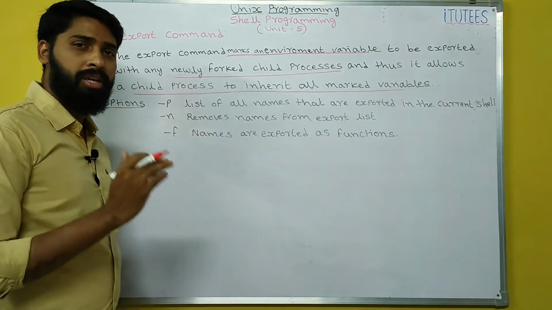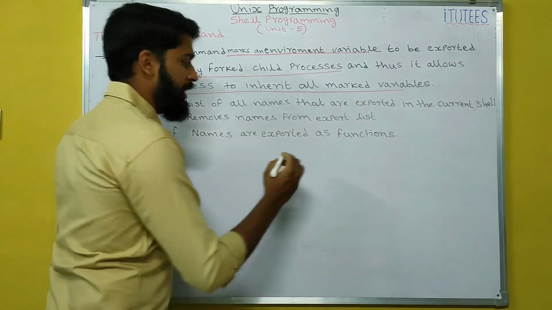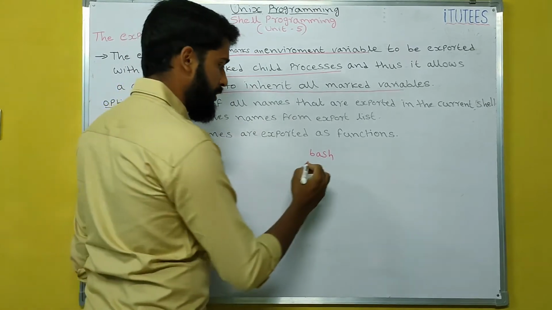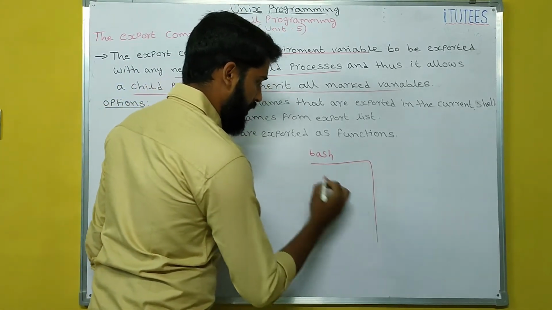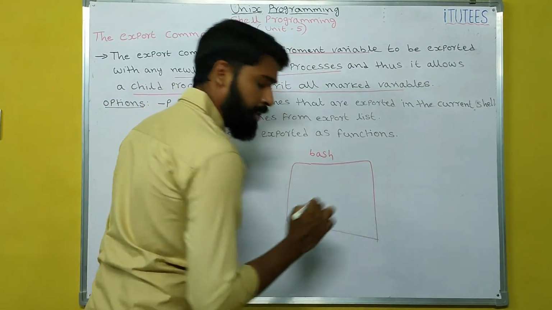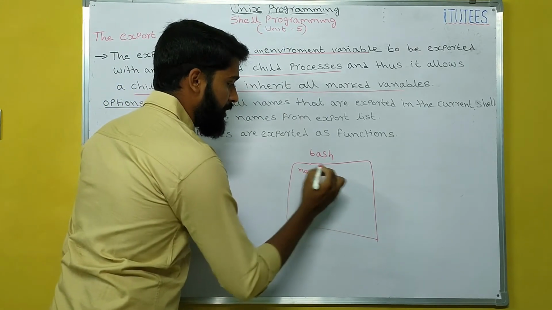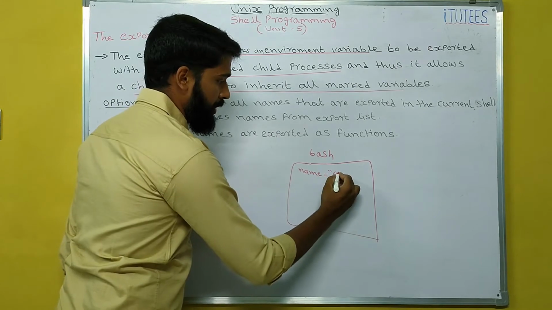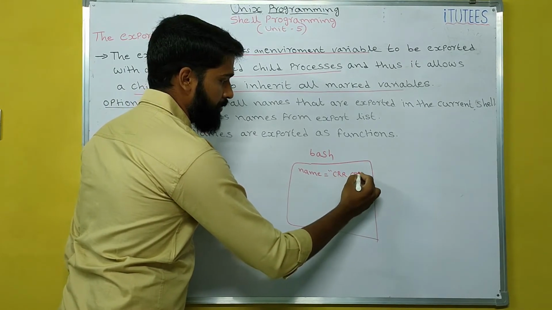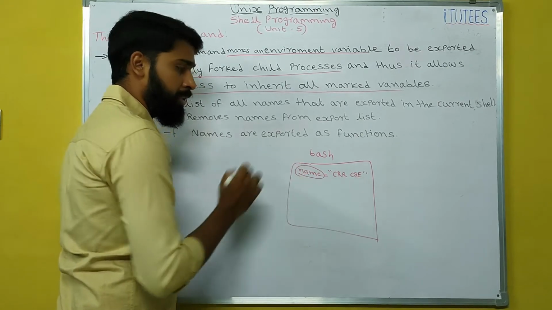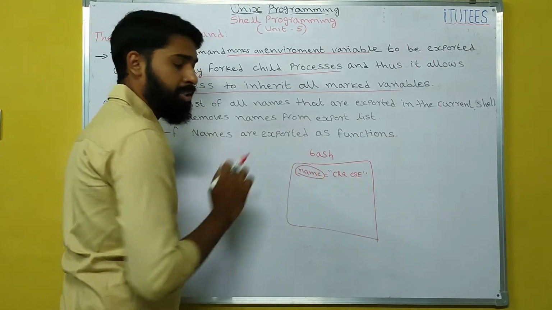So that means, for example, you open a shell, that is a bash. So this is one process. So this is the shell. In this shell, you create a variable. For example, the variable name is name, and the content is CR or CSC. Now, the variable name is used within the shell only.